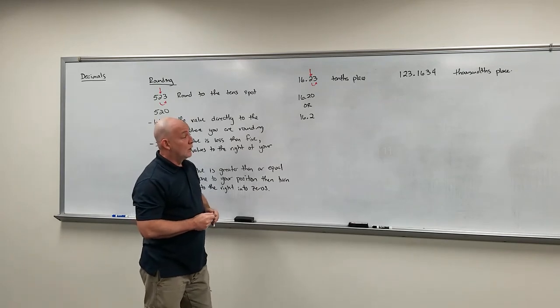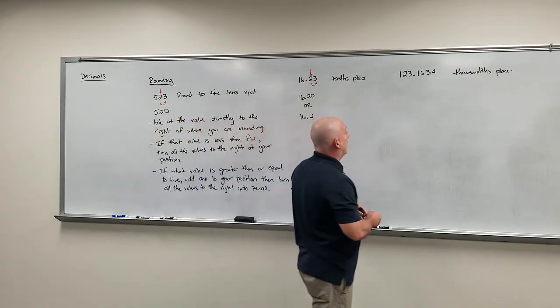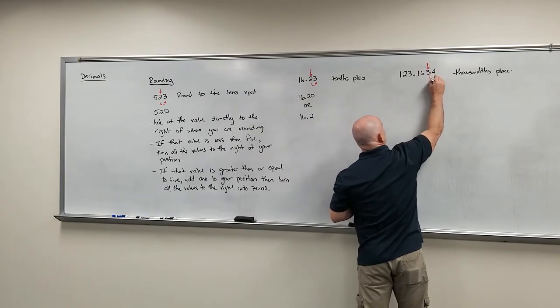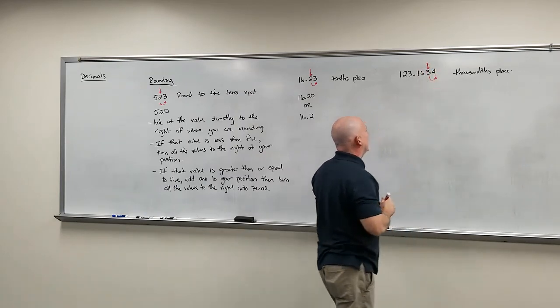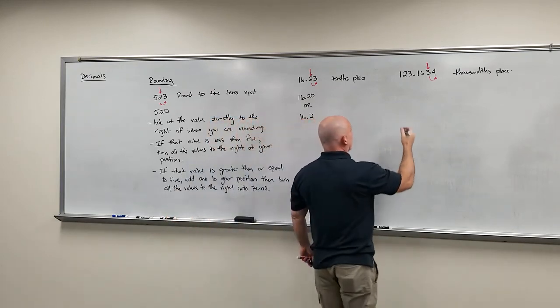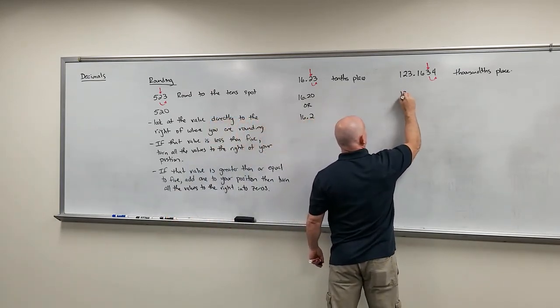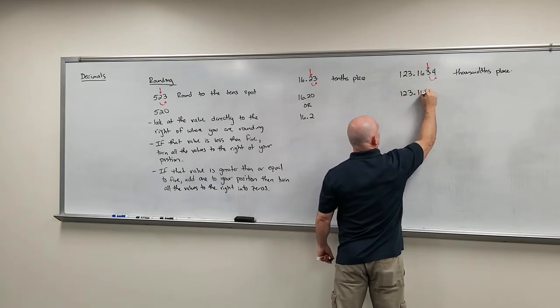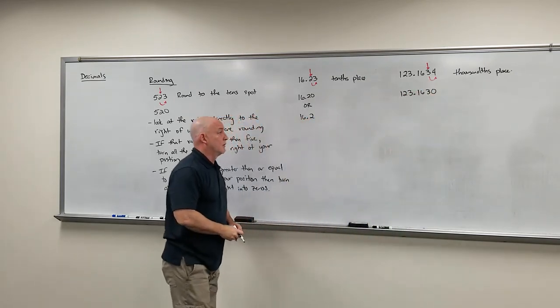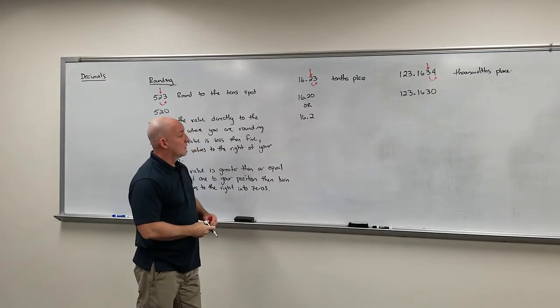All right, you done? All right, let's take a look. Our thousandths place, well, there's a 3 currently sitting in the thousandths place, so we're looking 1 space to the right of it. That number is not 5 or bigger, so all we're going to do is just drop the rest, giving 123.163. Now, if you want to put a 0 there, you can. If you didn't want to put the 0 there, that is also fine.